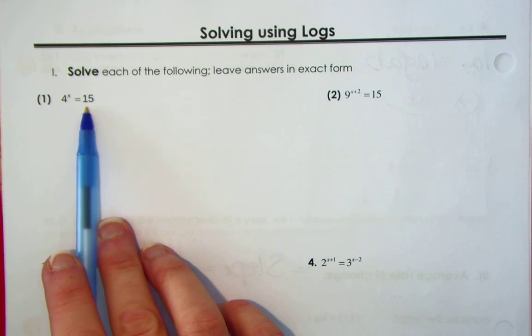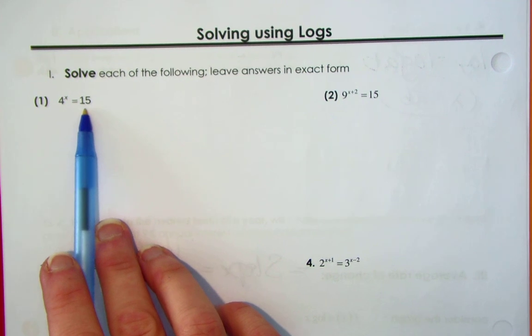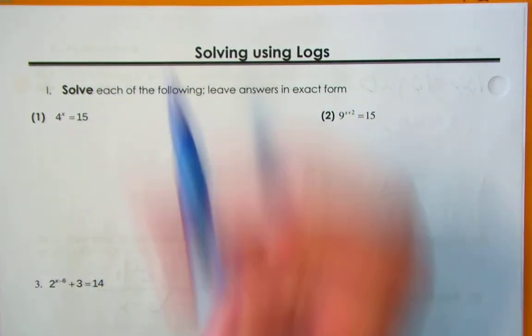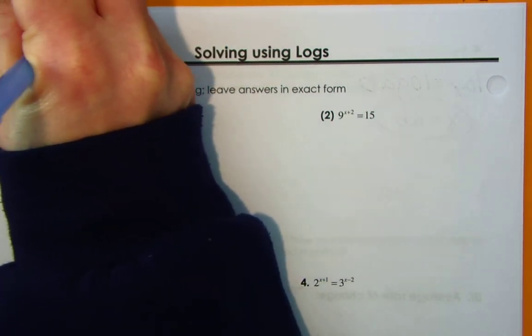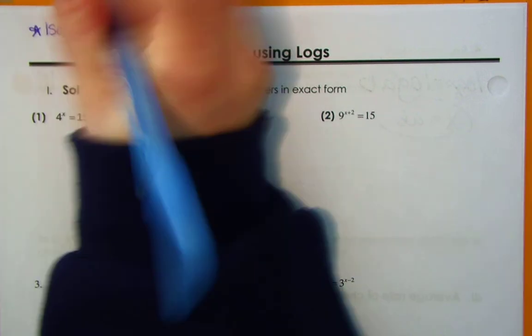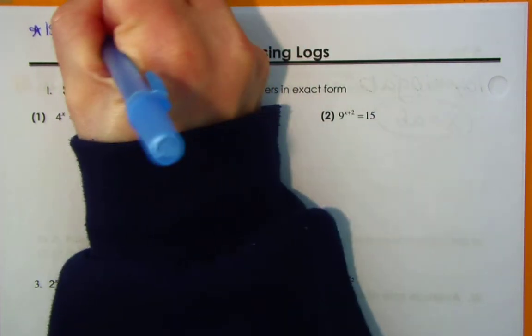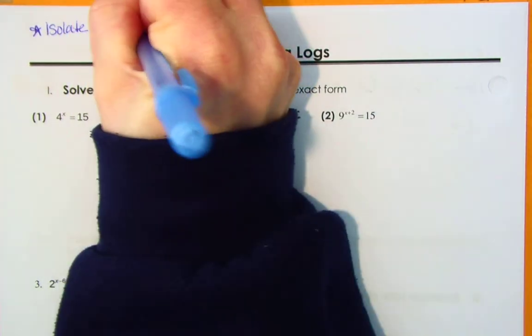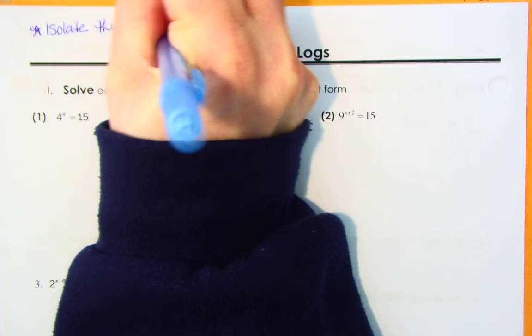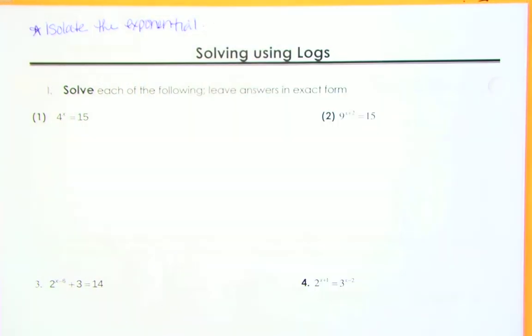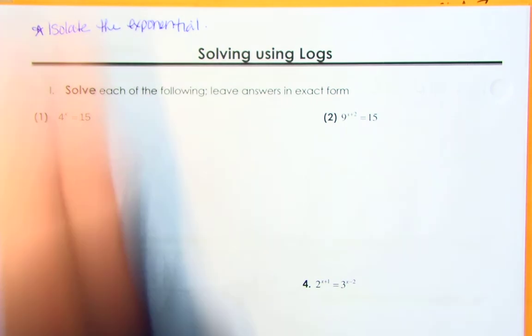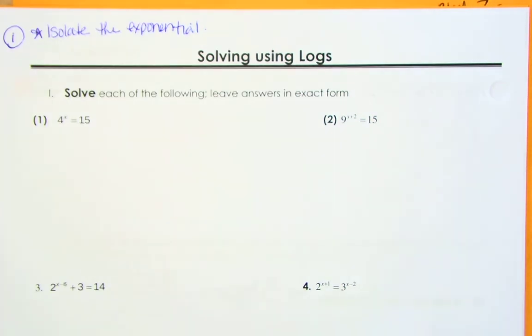So for instance, like 4 and 15, we can't write 15 as a base of 4. Now, 4 can also be written as a base of 2, but we cannot write 15 as a base of 2. So we have to solve using logs. The first step that you want to do is isolate the exponential. Let's call that step 1.